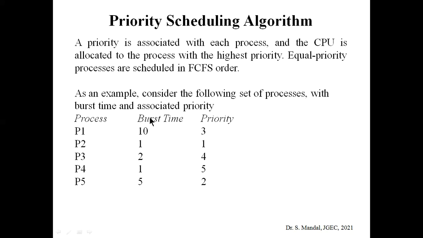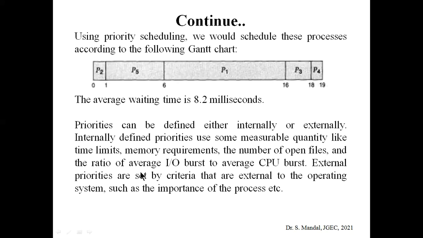After P5, P1 will be executed, then P3 and P4. So by using this Gantt chart, if we calculate the average waiting time, it will be 8.2 milliseconds for this particular problem. So that is the priority scheduling problem.